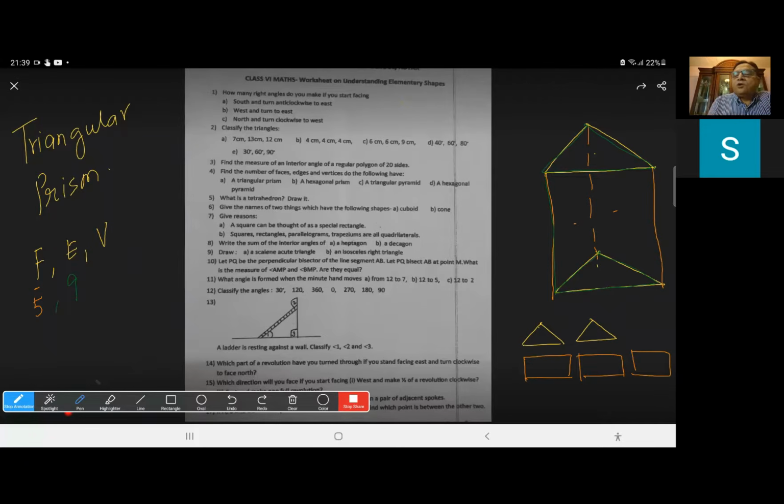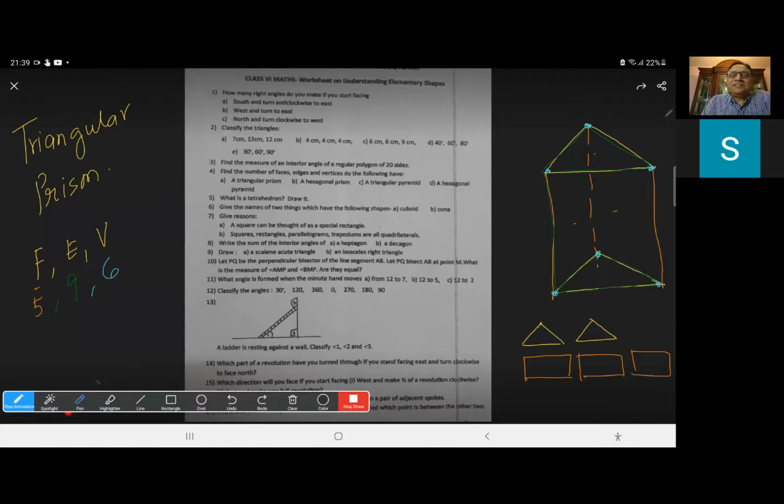How about the vertices? The point where two edges meet is called a vertex. And so the vertices, plural of vertex, will be these. How many are there? 3 corners of the triangle in the top and 3 on the bottom. So that makes it 6. Is that clear to you? Yes, clear, sir. So we get 5 faces, 9 edges, and 6 vertices. Do you know how they are related?